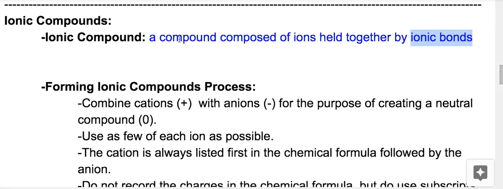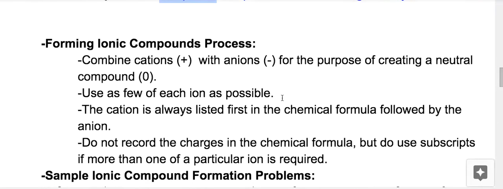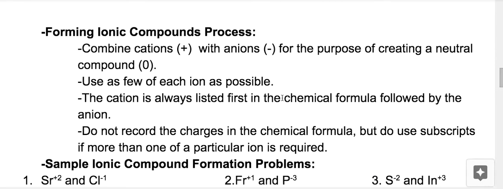So that's what it means when we say a compound. We've got two ions combined together. So how we do this process is we always combine a cation. Remember, cats are positive, and anions, which are negative, in order to create a neutral compound. So basically we get plus a minus equals 0. It equals neutral. The goal is to get to neutral.